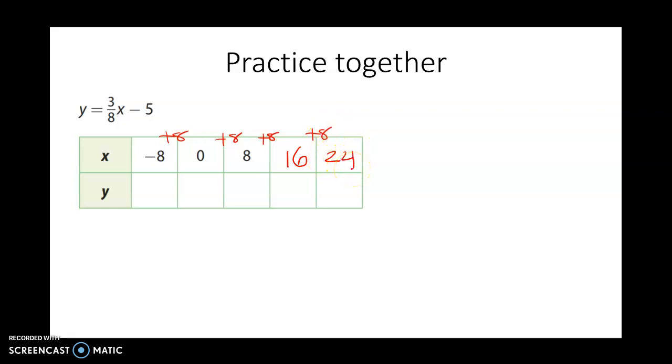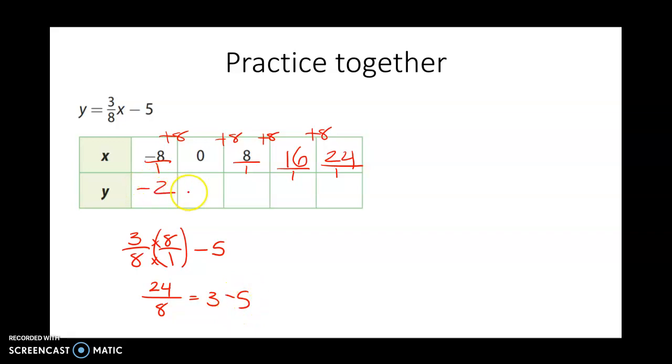Now, you might be scared of fractions, but it's okay. It's not that bad. The best part about fractions is when you multiply them, you just multiply straight across. So we got 3/8 times 8 over 1. You could turn any whole number into a fraction by putting it over 1. Doesn't change it. And don't forget the minus 5. So 3 times 8 is 24. 8 times 1 is 8. What's 24 divided by 8? 3.